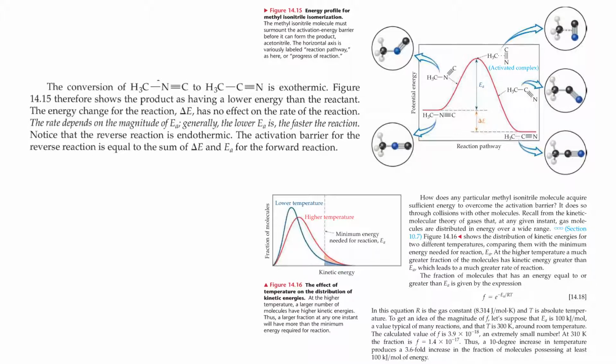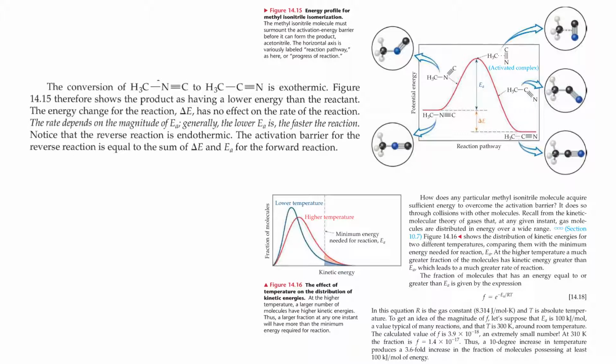It does so through collisions with other molecules. Recall from the kinetic molecular theory of gases that at any given instant, gas molecules are distributed in energy over a wide range. Figure 14.16 shows the distribution of kinetic energies for two different temperatures, comparing them with the minimum energy needed for the reaction, the activation energy. At the higher temperature, a much greater fraction of the molecules has kinetic energy greater than the activation energy, which leads to a much greater rate of reaction.